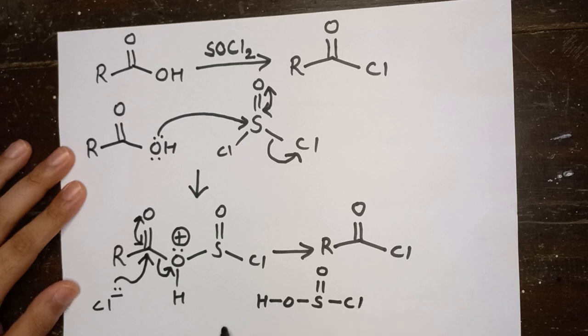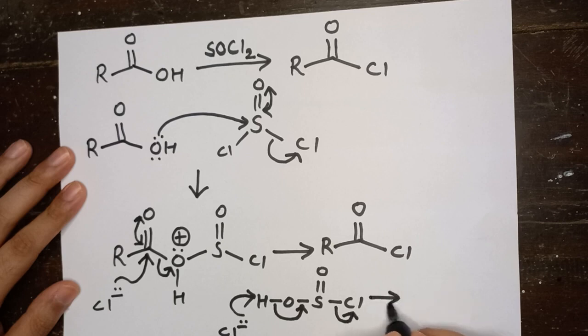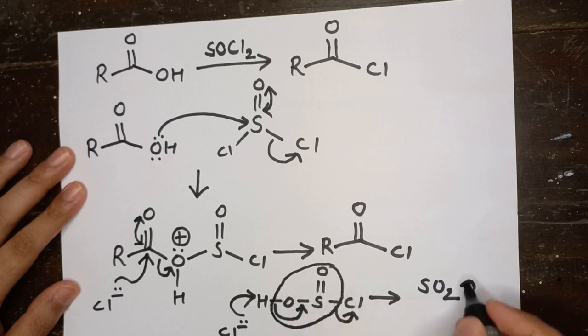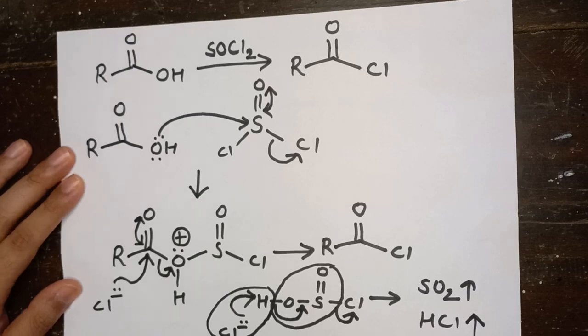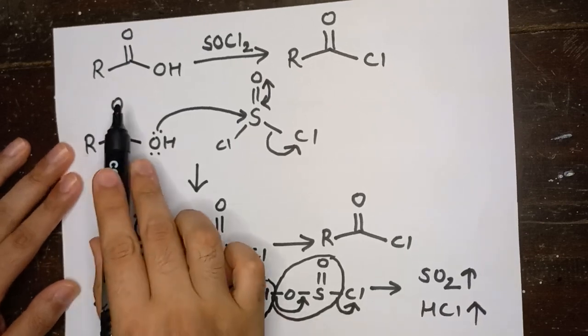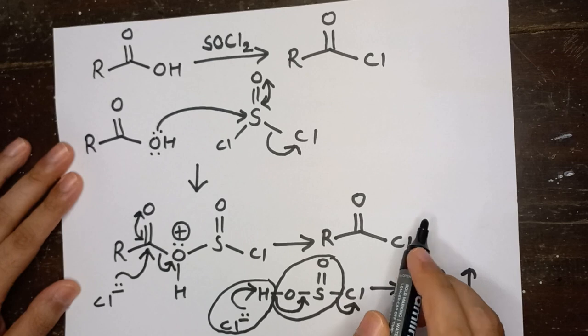this one. Now another chloride ion will come and grab this proton, and it will form a double bond here, and the chloride ion is going to leave. So this will generate SO2 gas, which is going to be liberated as a gas, and HCl gas will also leave. So this part is HCl gas. So this is the first step where we convert carboxylic acid into acyl chloride using thionyl chloride.